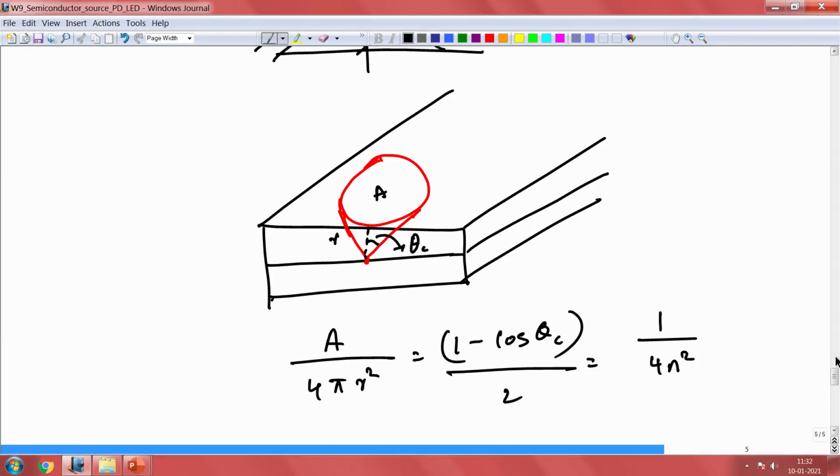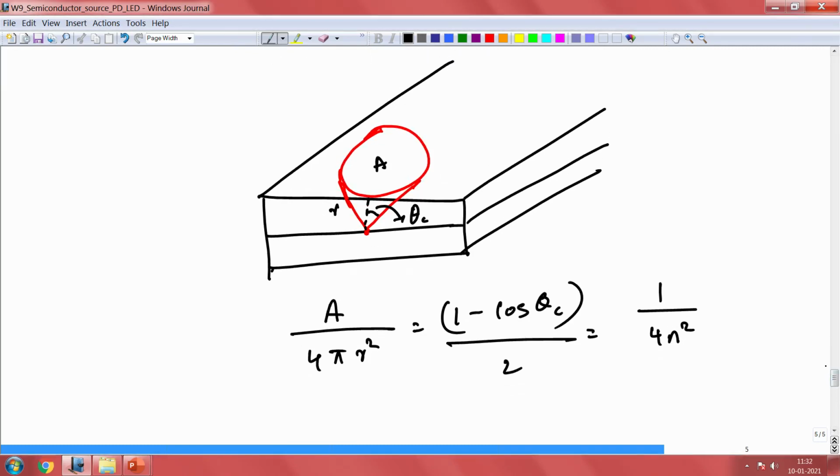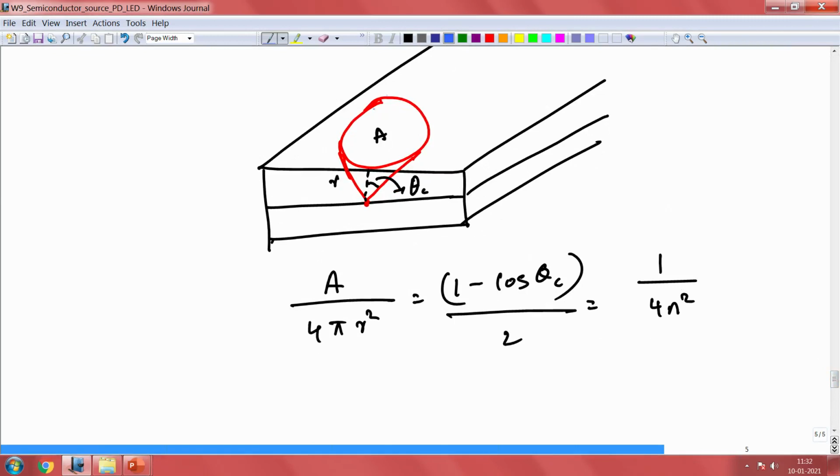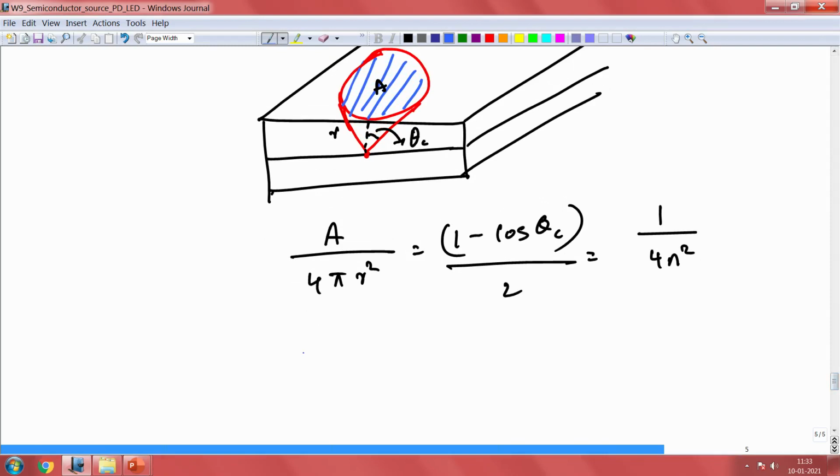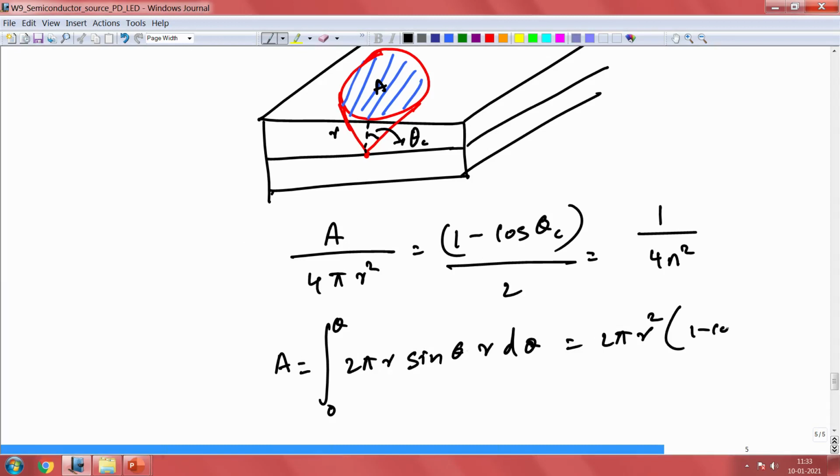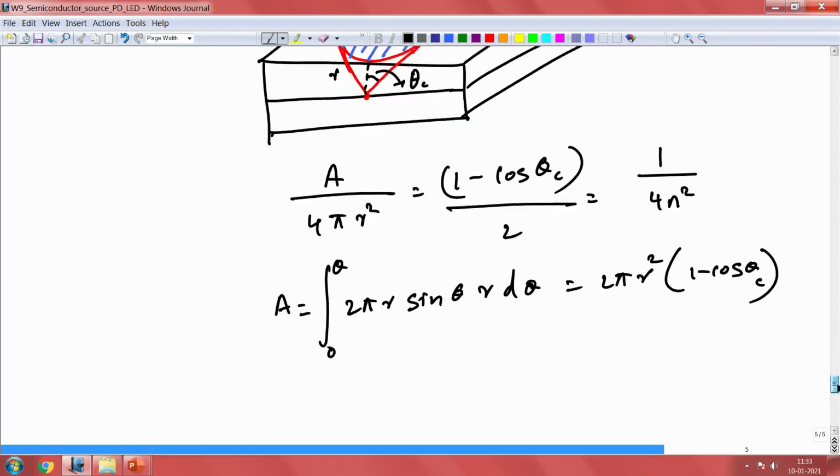So, what is the fraction of total generated photons that lies within this cone is what we are interested in. What is the total fraction? That means you can just integrate it. It's the area of this circular disc that we have, where we are collecting the photons. So, this is the region from where we are collecting this photon, and we can get that by integrating it over that angle theta. So, 2 pi r sin theta r d theta, in other words 2 pi r squared (1 minus cos theta c), where theta c is the critical angle.